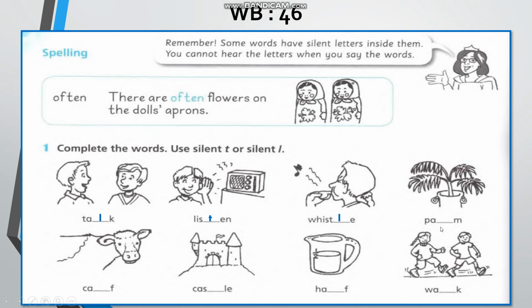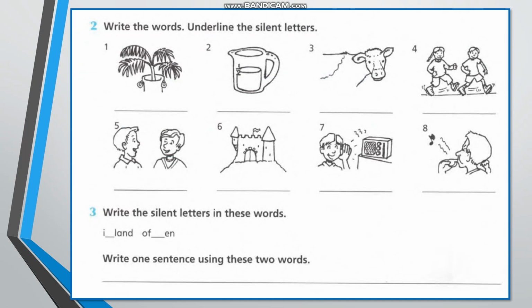Here we have a palm, نخيل, and here we have a cough. Then we have castle with silent T, and we have half of the jug, منتصف أو نصفه. And finally we have the last word walk with silent L. Now write the words and underline the silent letters.